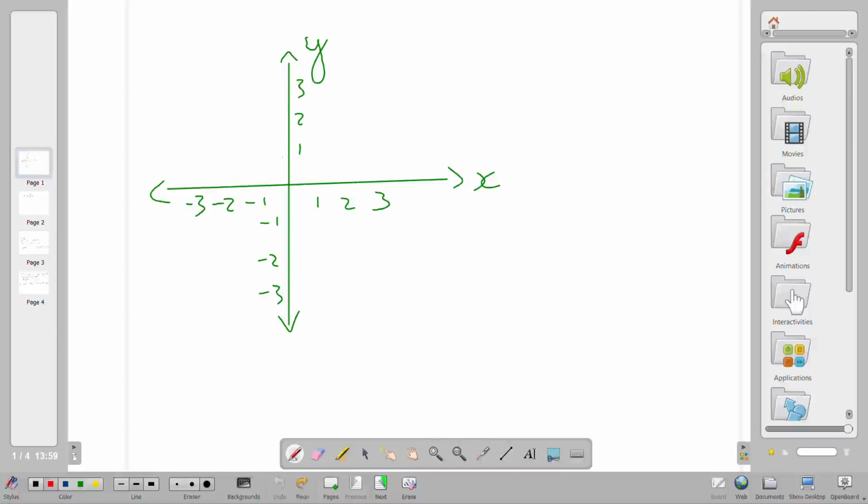Okay, but in each quadrant we can then determine whether x is positive or y is positive. Remember, this is my first, this is the second, this is the third, and this is the fourth quadrant. We can determine in each one whether x is positive or y is positive. Quick and easy. Here x is positive, larger than 0, and y is positive, it's larger than 0. We can see that. Now in the second quadrant, what do we see?